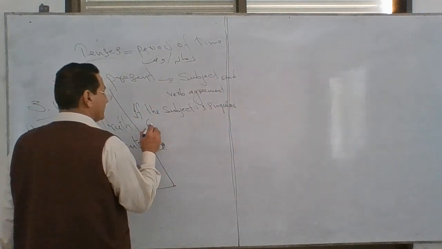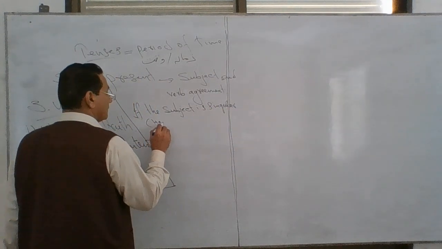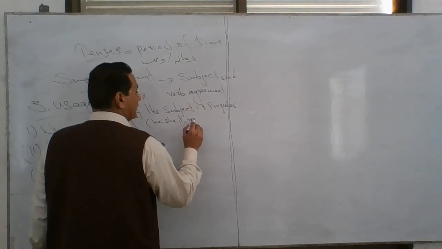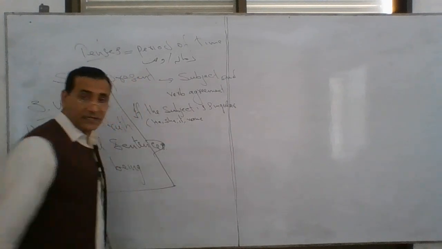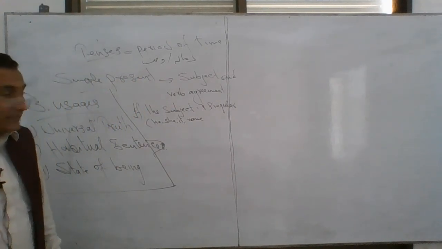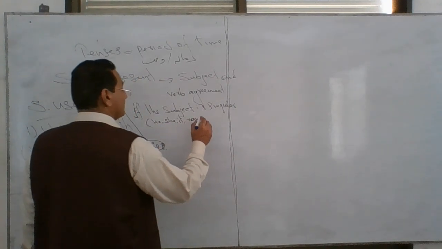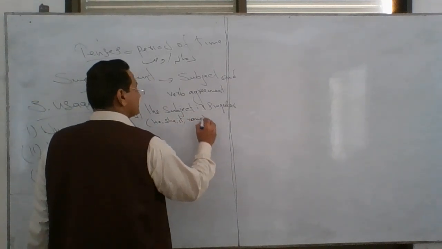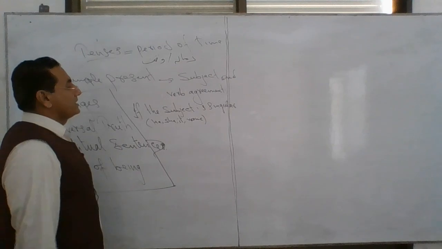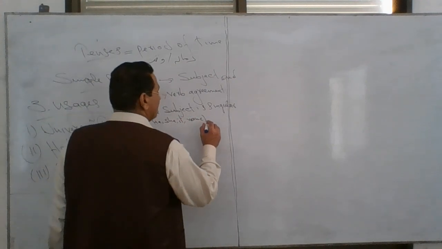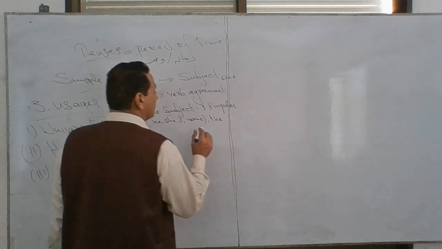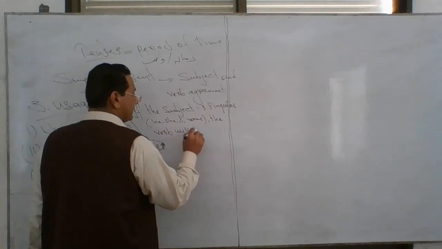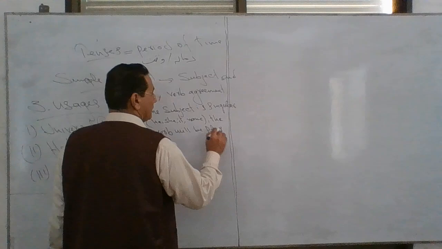for example, he, she, it, or any single name. Clear? For example, Aslam or Akbar or child or boy. So they are single names. So when the subject is singular, then the word will be plural.